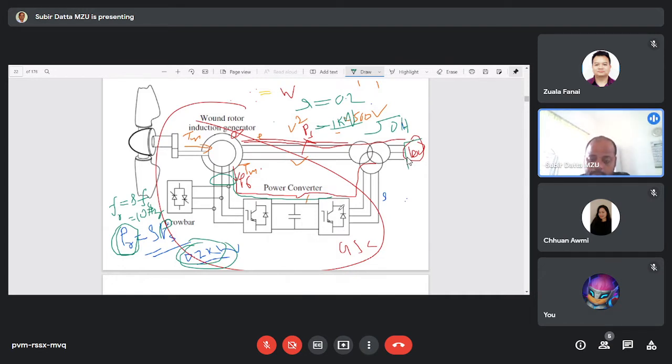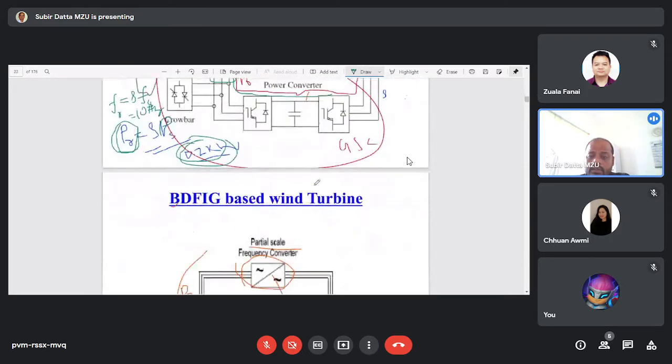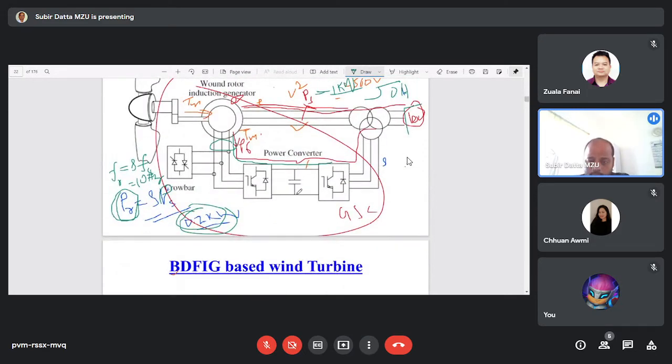So what is the objective of using this grid side converter? The grid side converter is used to maintain a constant DC link voltage across these converters, so that we can get variable power at a constant frequency, that is, power at the output of the grid side converter at 50 hertz. Then only we can connect it, otherwise it's not possible. So how do we get that? We can get that if we maintain a constant DC link voltage irrespective of the power variation.